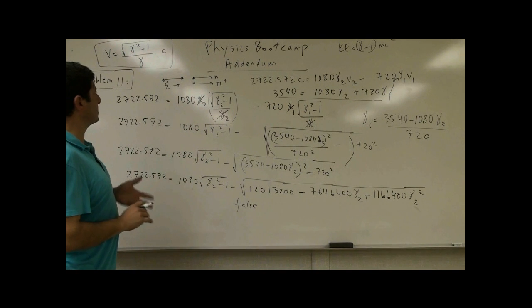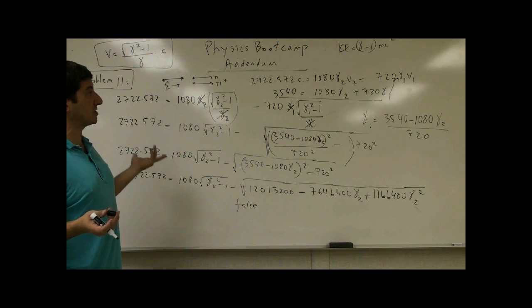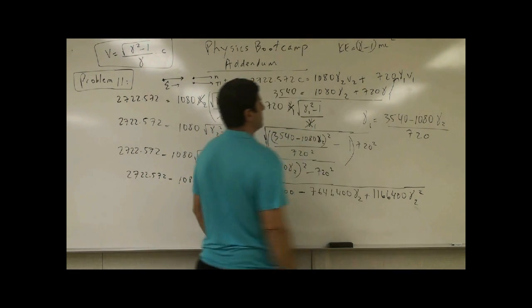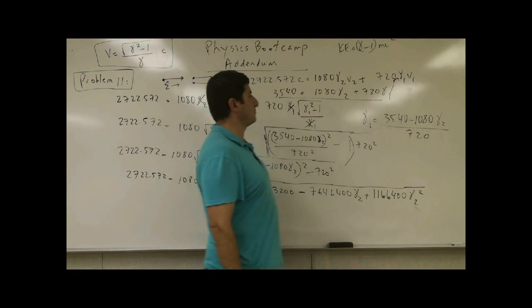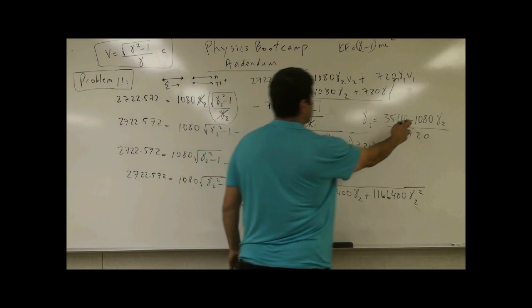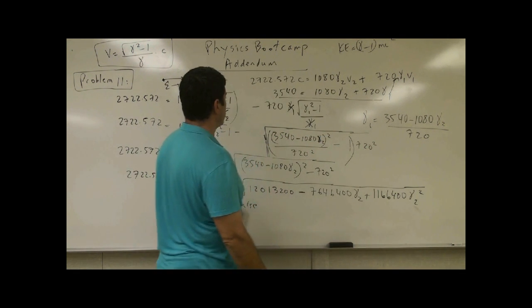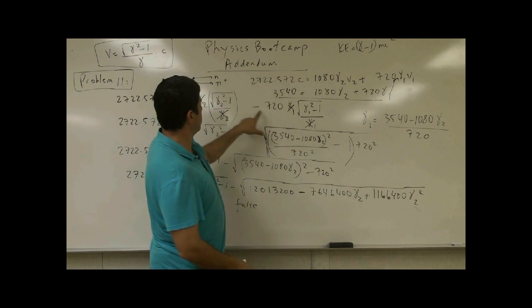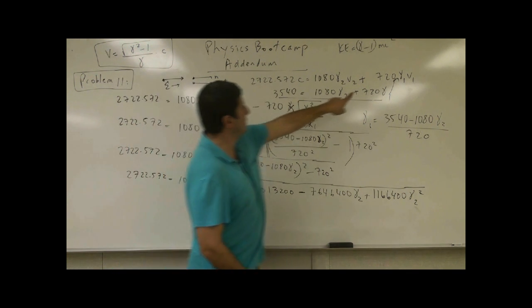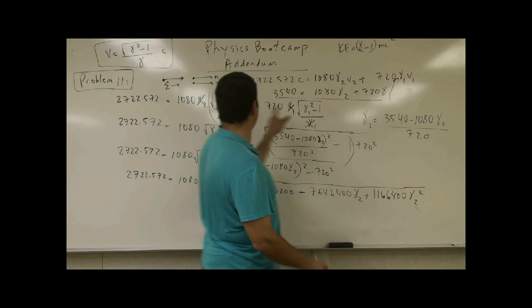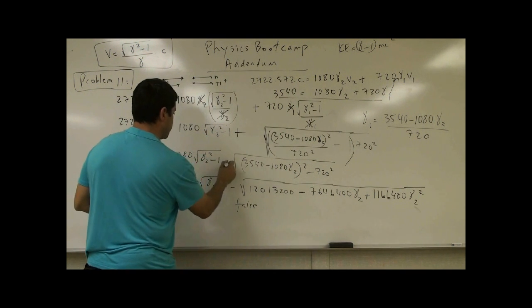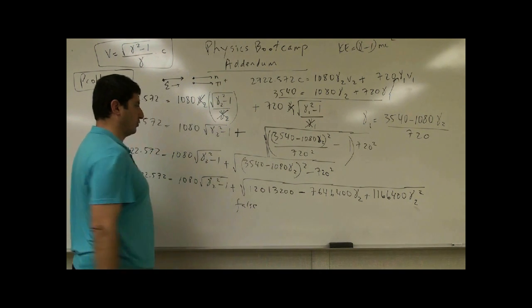Well, it turns out that not a lot of things will change. As a matter of fact, just one thing. This one changes to a positive. This one still stays positive. This one still becomes minus. So if you follow through, basically here, instead of minus 720, it changes to a plus. This changes to a plus. This changes to a plus. This changes to a plus.